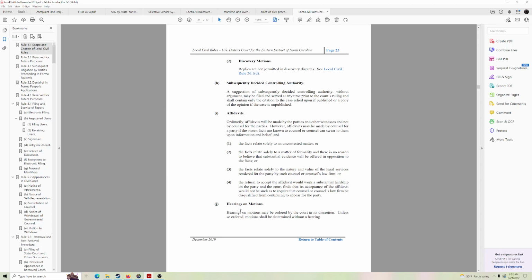Hearing on motions. Hearing on motions may be ordered by the court in its discretion. Unless so ordered, motions shall be determined without a hearing.